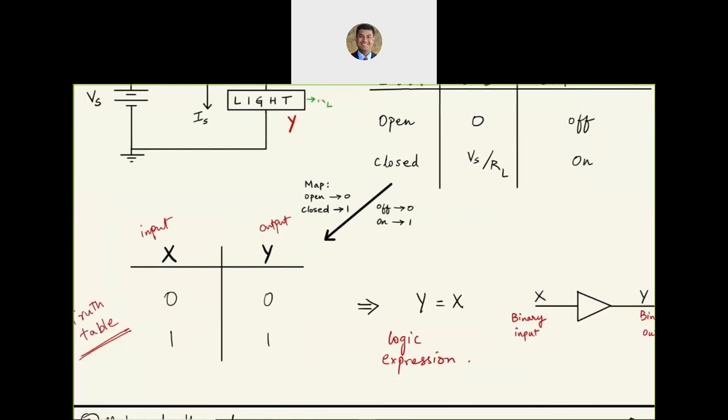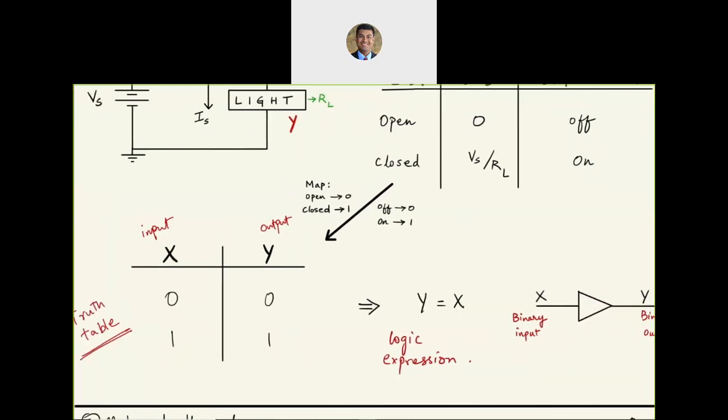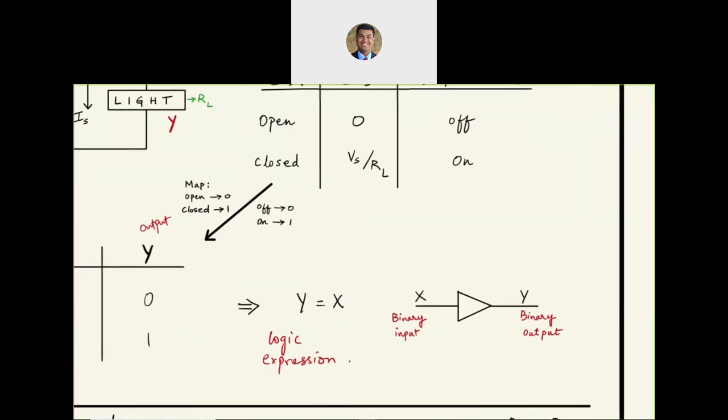Now using the truth table, we can map this to a logic expression. In this case, y equals x. So the logic expression is going to be y equals x. And we can sketch that into a schematic using a triangle. So a triangle represents a buffer where we are not changing the state of the output. We are just taking the input and providing it at the output. So binary input goes in, binary output comes out, just a triangle which represents a buffer. It is not changing anything.